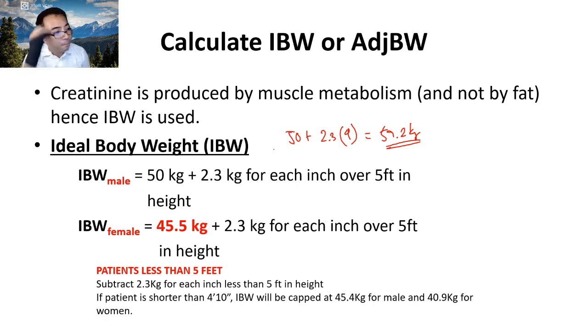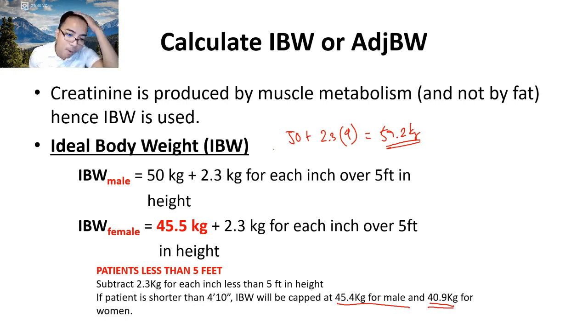Alright? Now, if our patient is below 5 feet, then subtract 2.3 for each inch less than 5 feet. However, may limit yan. If patient is shorter than 4'10", IBW will be capped at 45.4 for male, and 40.9 kilograms for female.